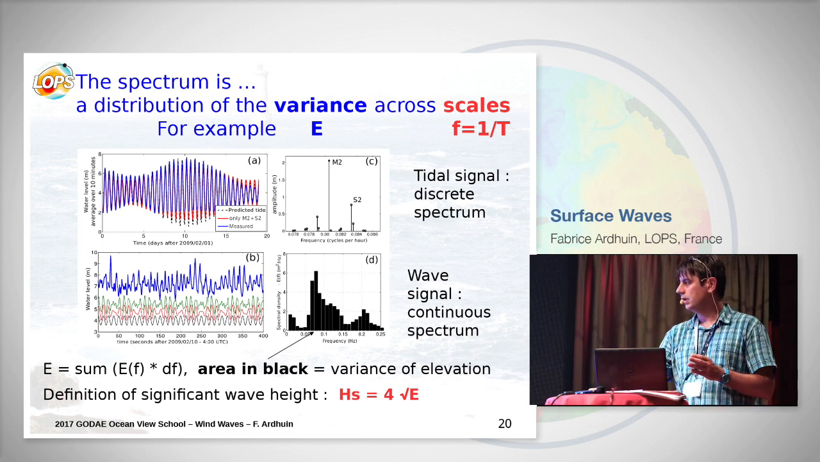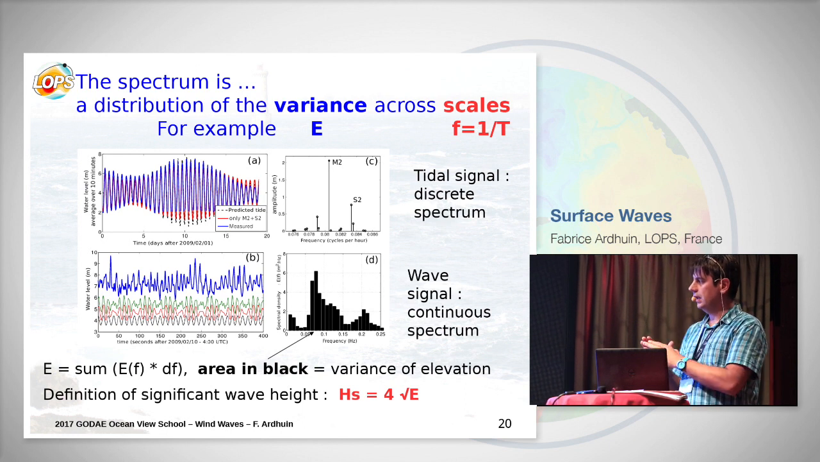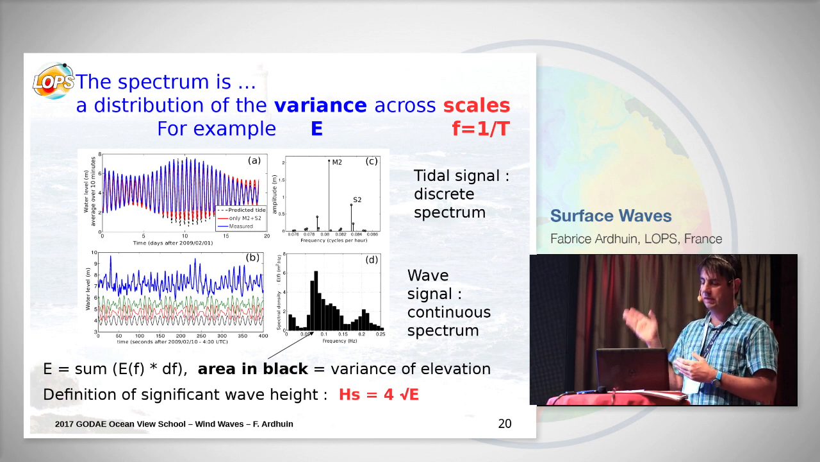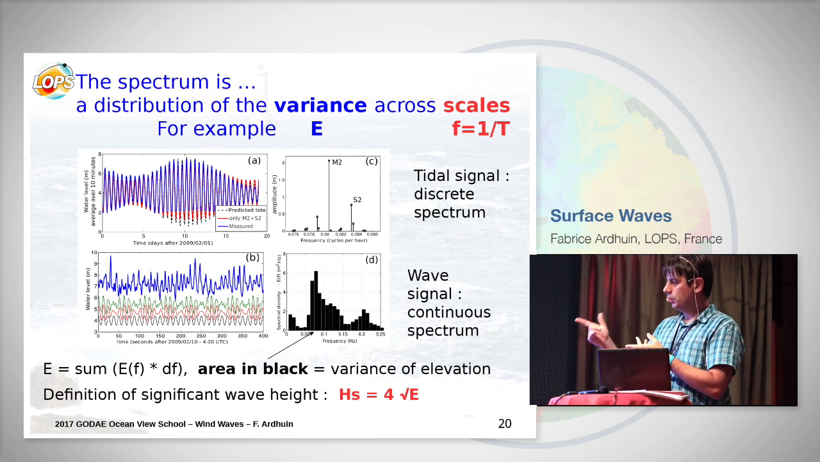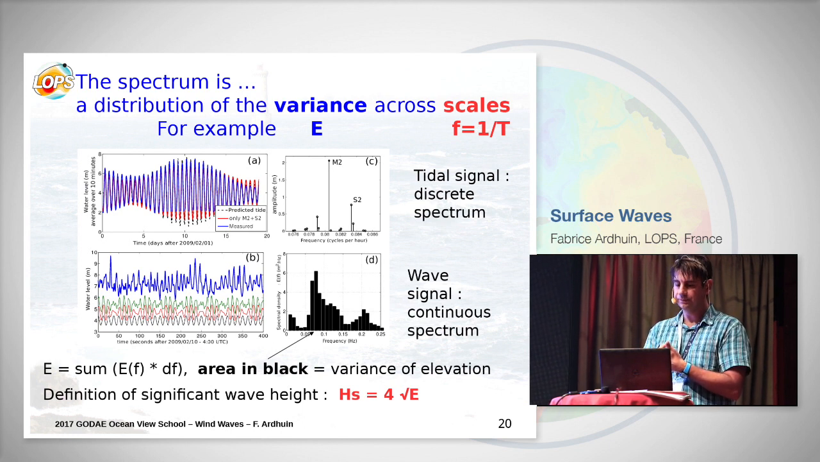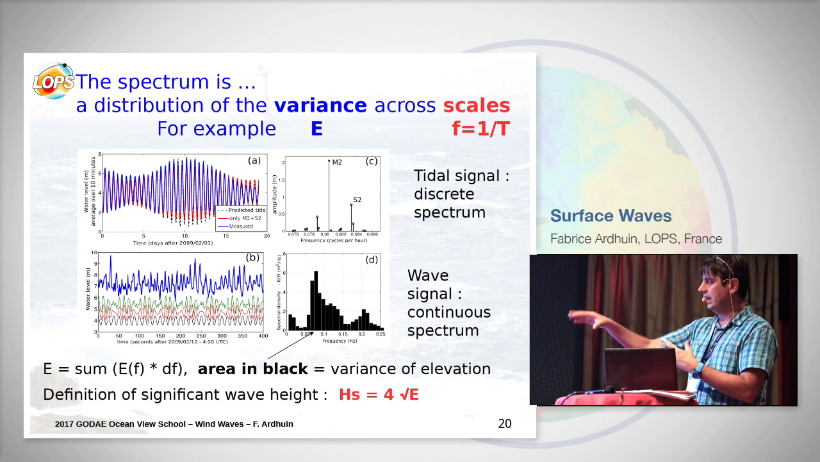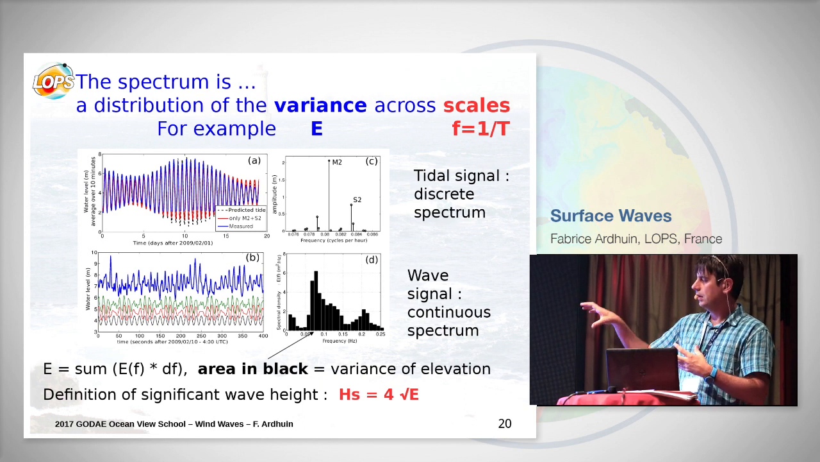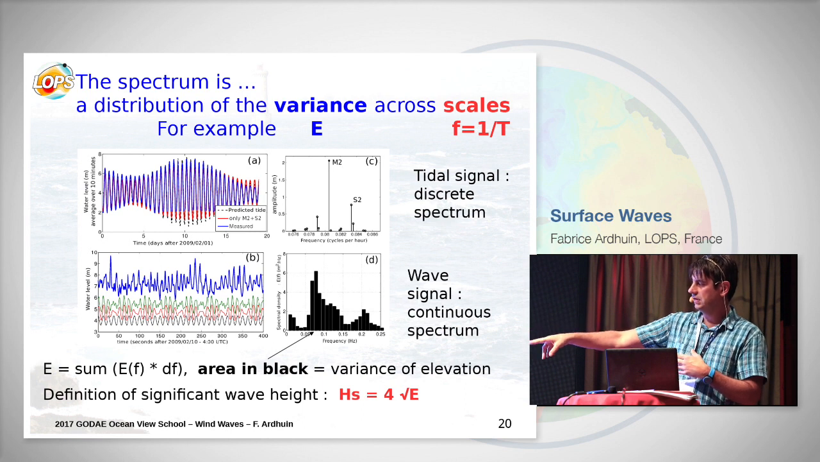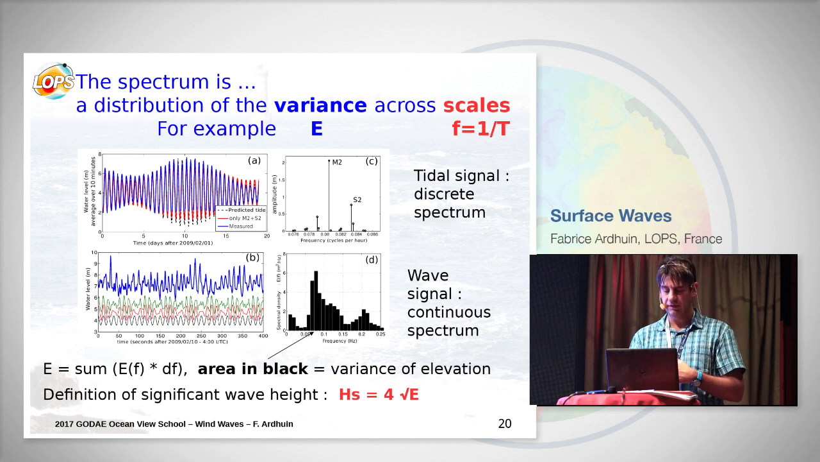So the wave spectrum has a broad band, and there's energy throughout the spectrum, whereas the tidal spectrum has really discrete, sharp peaks. In order to represent this, we cannot use amplitude and phase. We're using spectral density. What's important is that in the end, the spectrum is normalized in a way that the area under the curve, the area in black, gives you back the variance of the sea surface. So the sum of E(f), the spectral density, times df is the variance of the sea surface elevation. And we define the significant wave height as 4 times the square root of the variance.